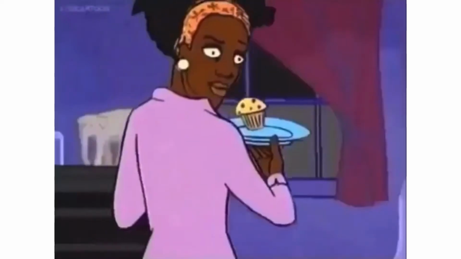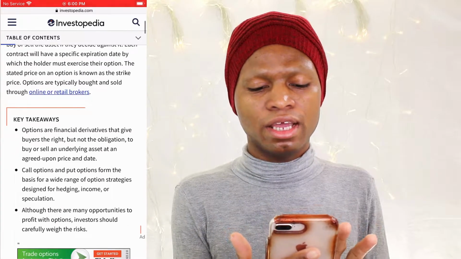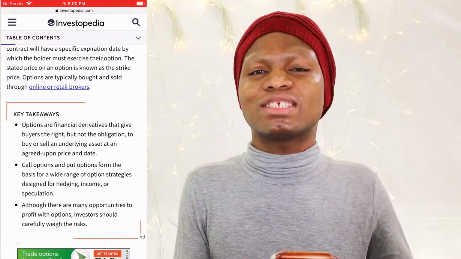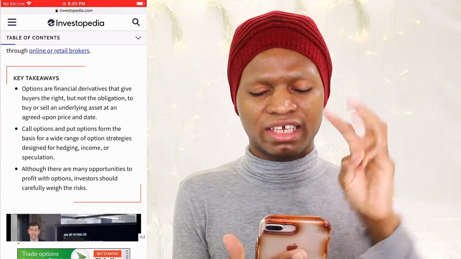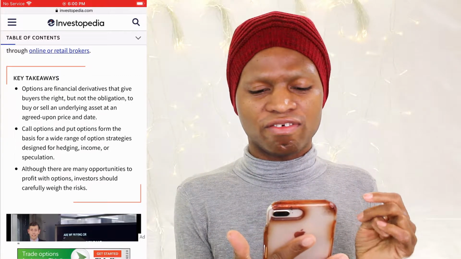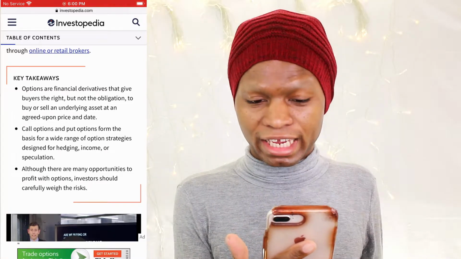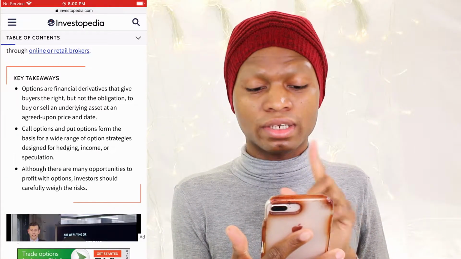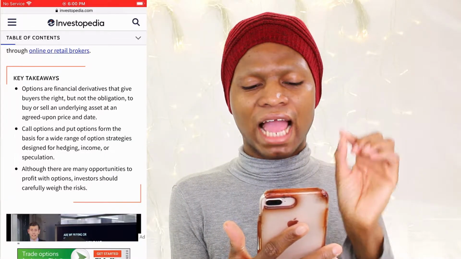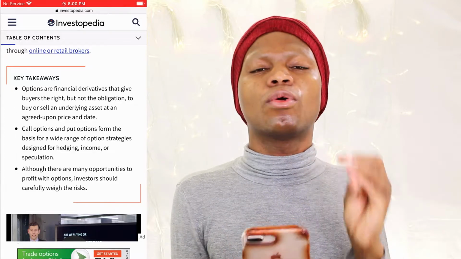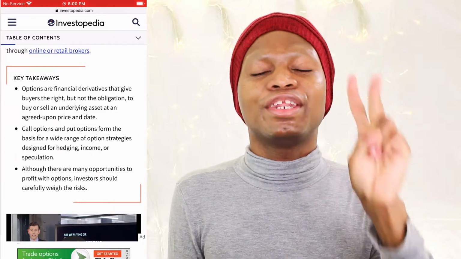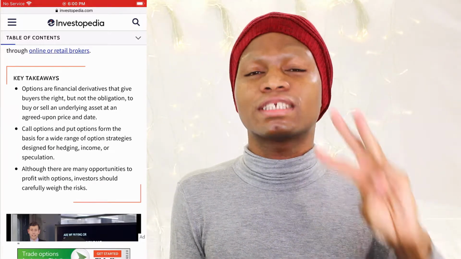Oh Lord, my pressure. Each contract has an expiration date by which the holder must exercise the option of either selling it or buying it. Now, the three key takeaways is that options are financial derivatives that give the buyer the right but not the obligation to buy or hold or sell an underlying asset at the agreed upon dates or price. What it's saying is that these things have an expiration. They take that, they can buy the option or sell the option.